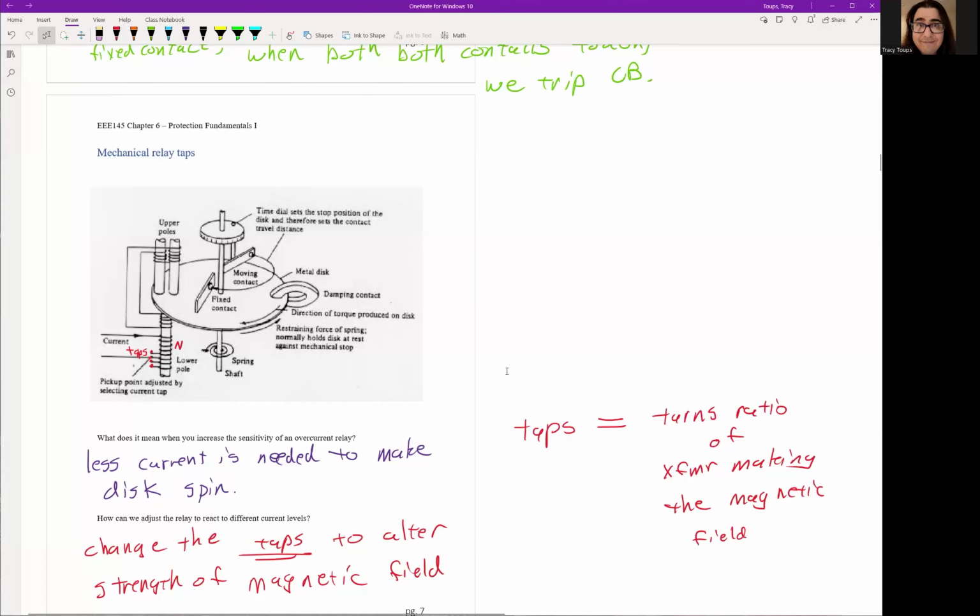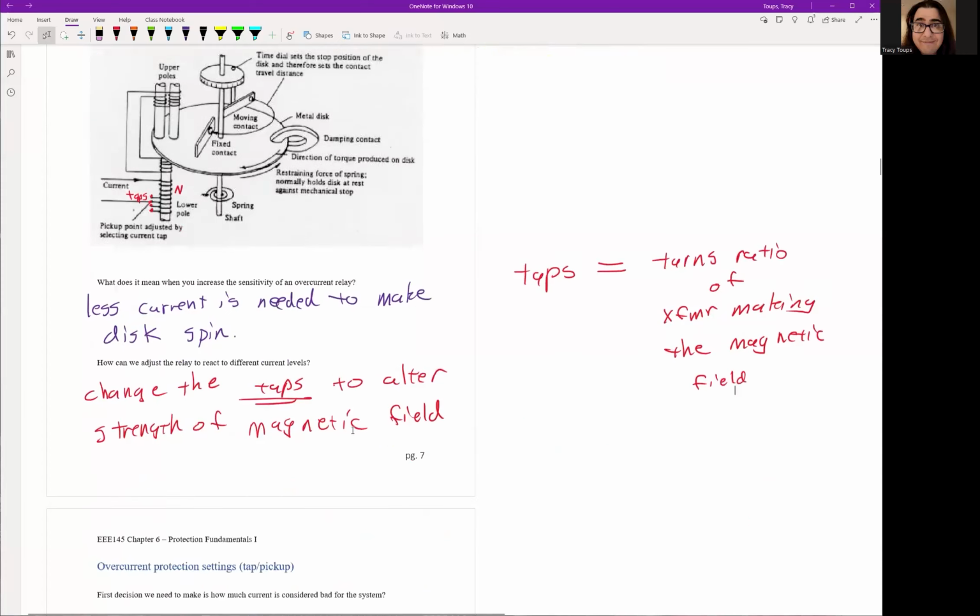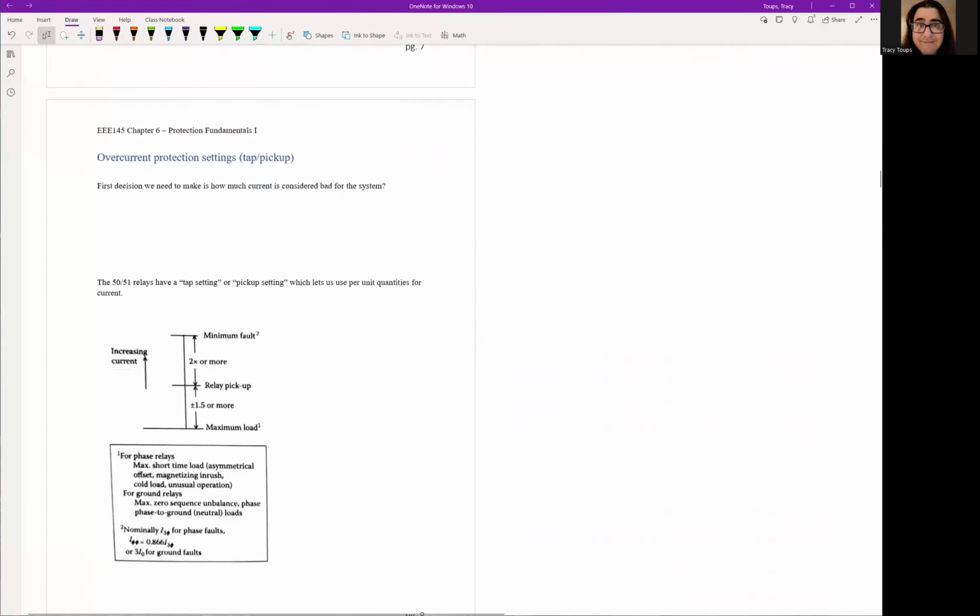So the general thing I want you to get out of this is in a mechanical relay, current comes in, creates a magnetic field, makes this disc spin, and the spinning of the disc, eventually contacts will hit, and then you'll trip the circuit breaker, okay? That's the big picture of mechanical relays. And like I said, mechanically, that's how it operates.